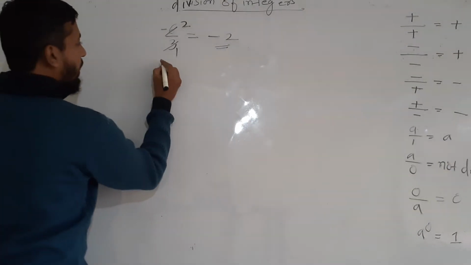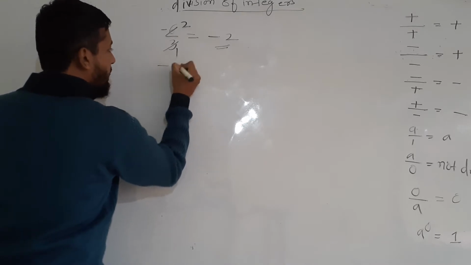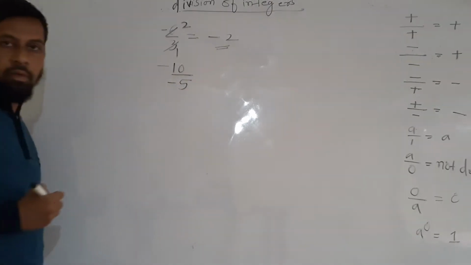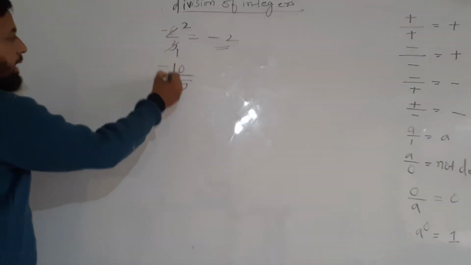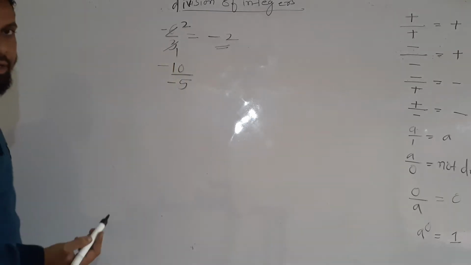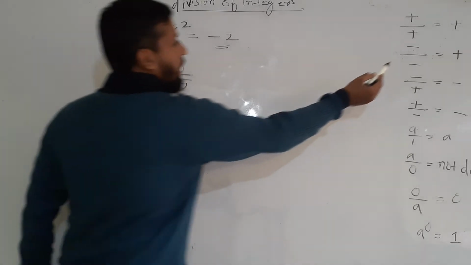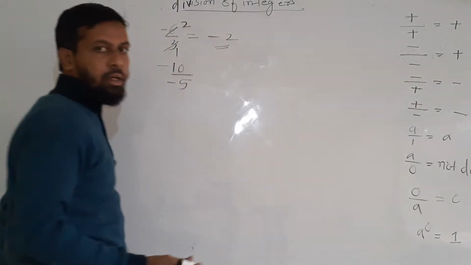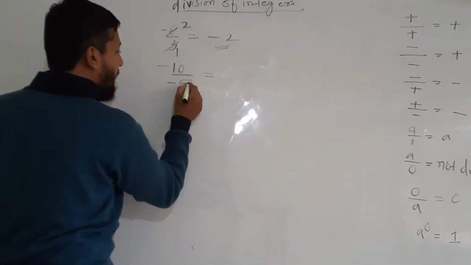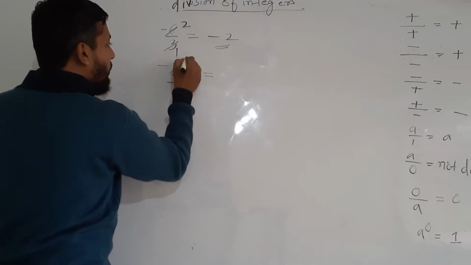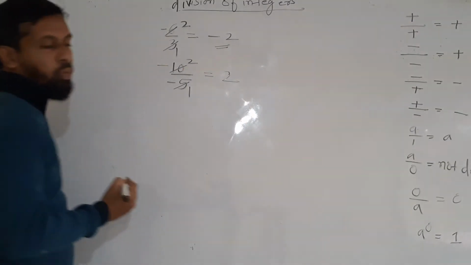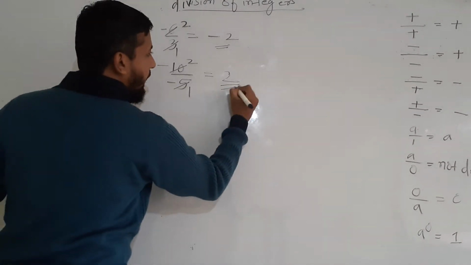Suppose minus 10 divided by minus 5. Here the signs are same. This is a question of division of same sign, and we know division of same sign is plus. You will get the result in plus. 5 ones are 5, 5 twos are 10, the answer will be plus 2. Important.